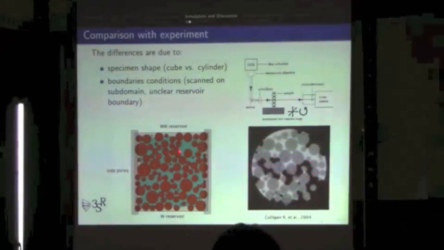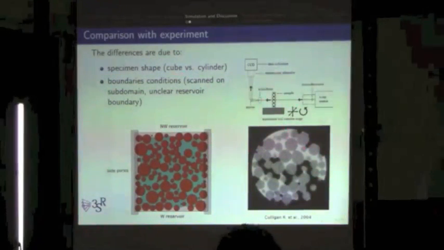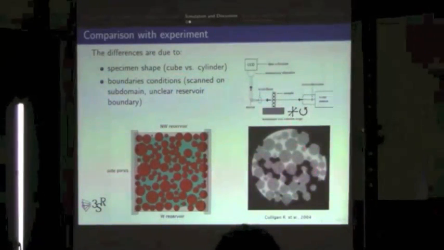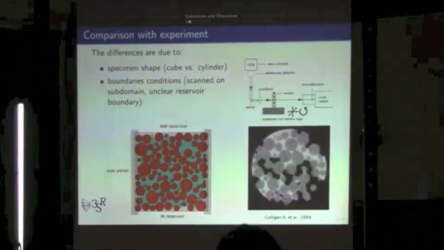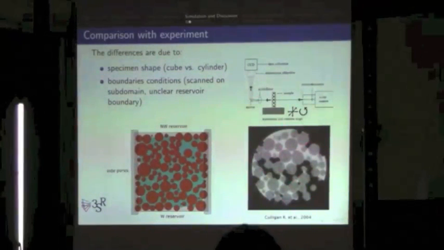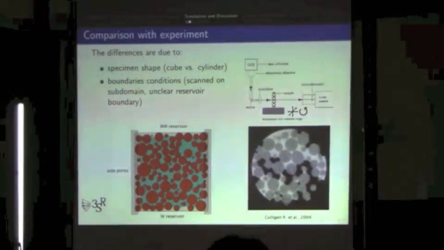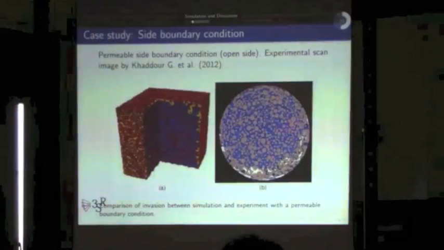Another thing is the boundary condition. The experiment usually focuses on a subdomain of a very huge sample because it takes a very long time. But we don't know which subdomain, and so this is the second reason. Or generally speaking, maybe it's all about boundary condition and side effects. So let's dig deeper into the boundary condition side effects.